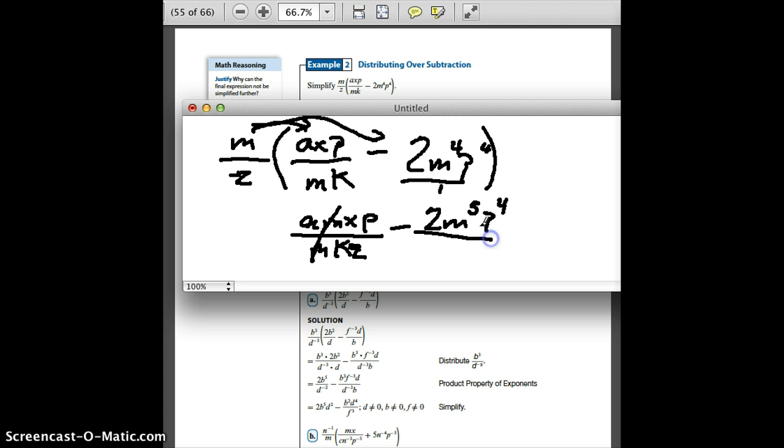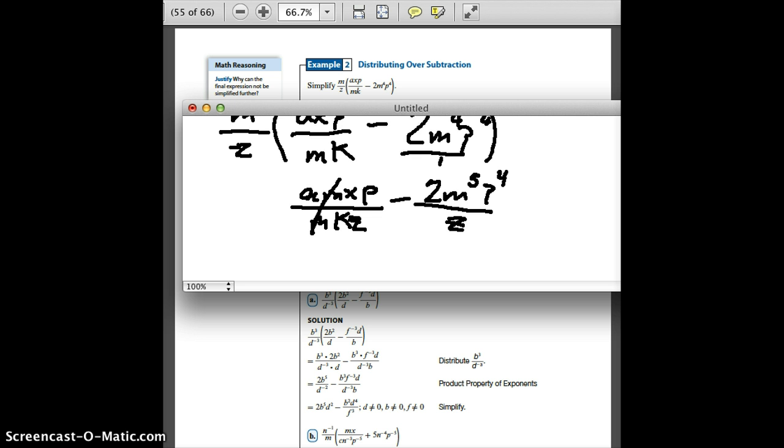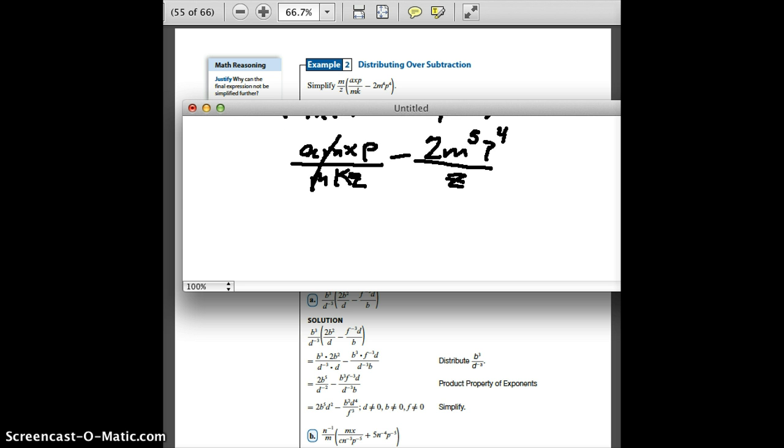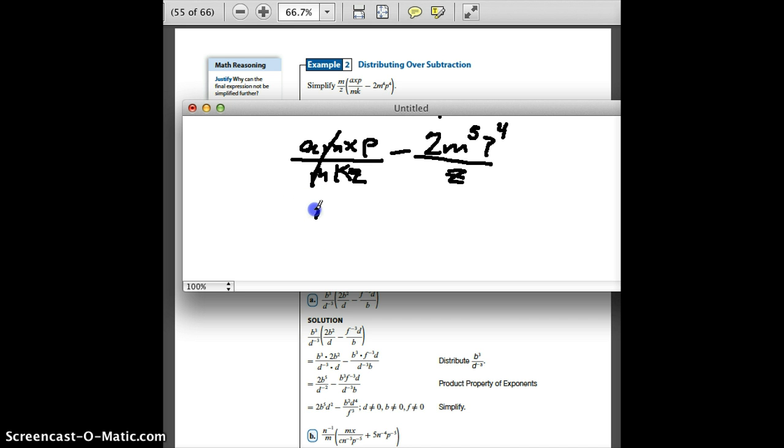Notice the only thing that changed was the m, because we have an m there, so that m times m to the fourth, we add the exponents. That'd be 1 plus 4, that's 5. Z times 1 is z. Okay, and that's as far as we can go. So that means that our answer for this one is, all right, so I'm going to rewrite it nice and neat.